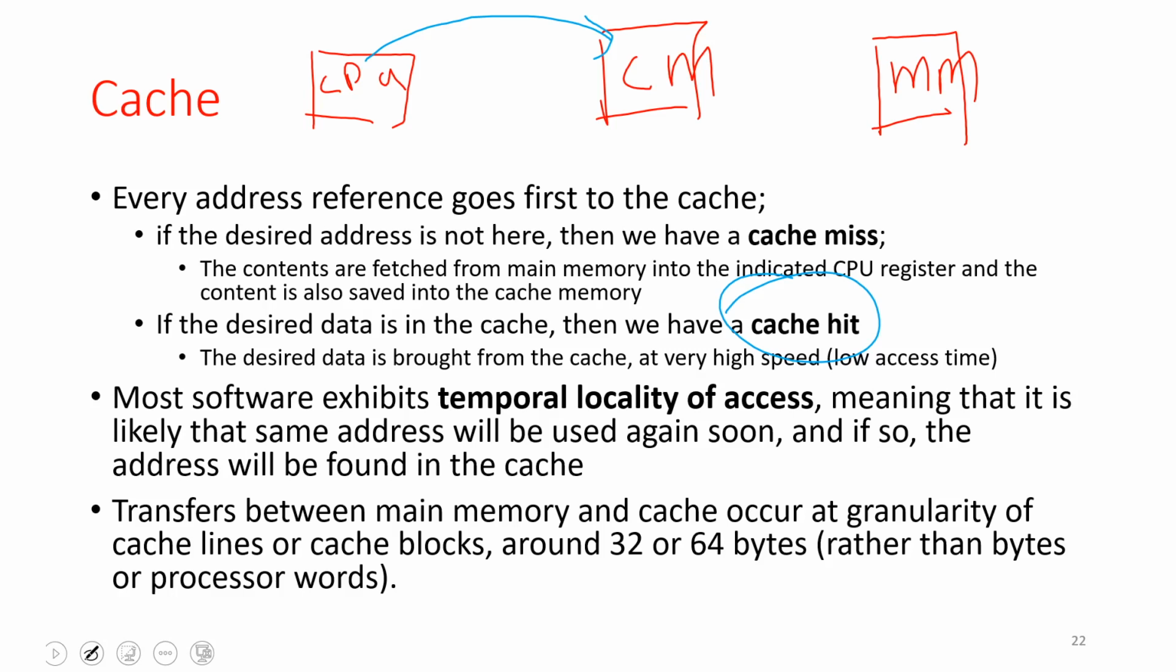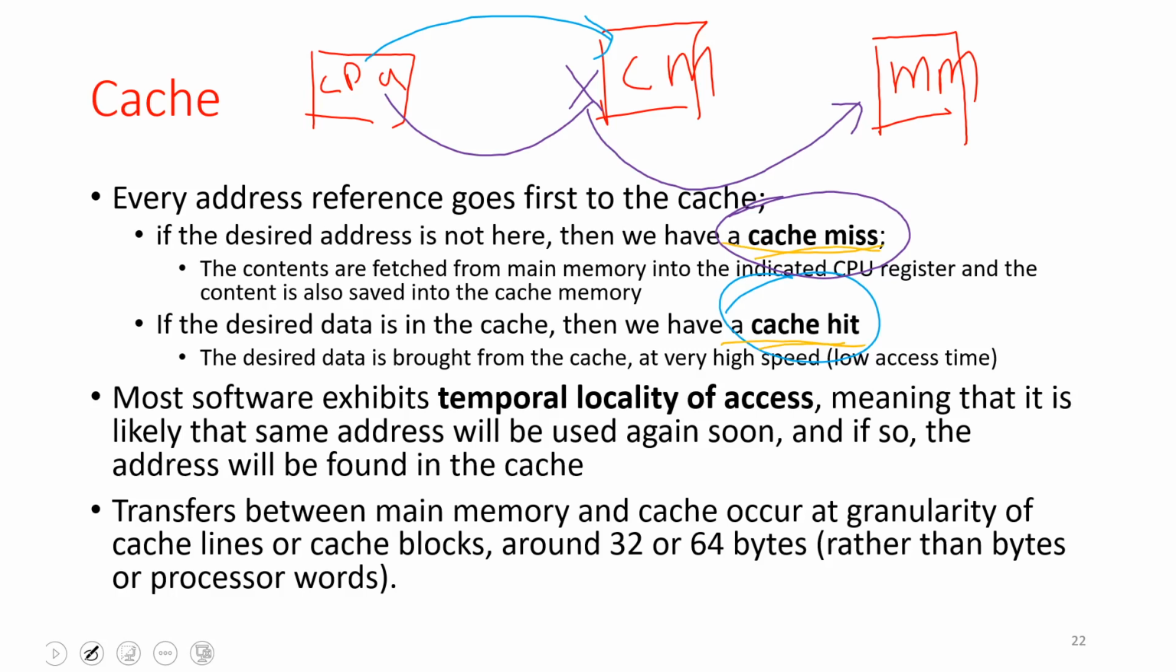But on the other hand, if the CPU tries to access the cache memory and the data is not available there, then it will have to access the main memory, and in that case it is considered a cache miss, and if it is a cache miss, we are going to have a slower data read. So if we have a cache hit, we will have a faster data read, and if we have a cache miss, we will have a slower data read.